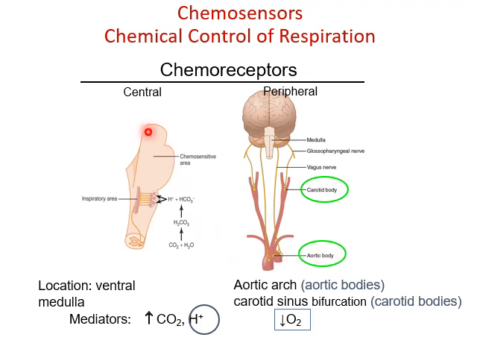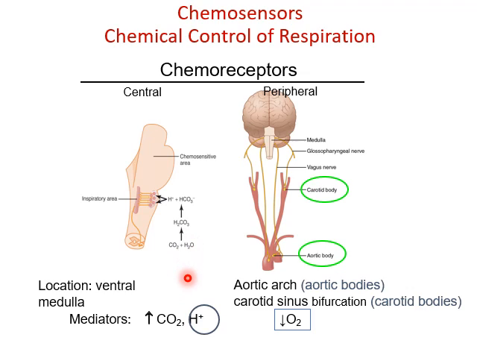Now, the central chemoreceptors here are located in the ventral medulla, and these apparently mediate the effect of CO2 as well as hydrogen ions on ventilation by sending signals to the respiratory neurons right here in the dorsal respiratory group. These central chemoreceptors are sensitive to CO2 and hydrogen ion, but their primary stimulus is hydrogen ion.